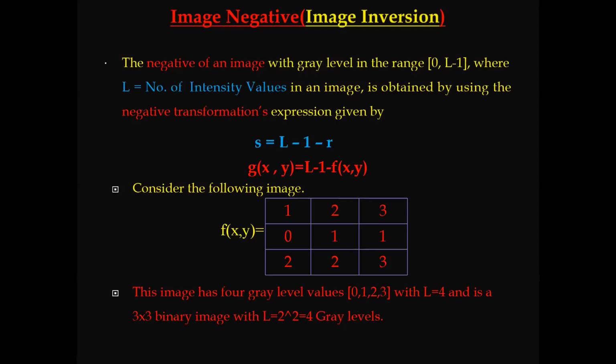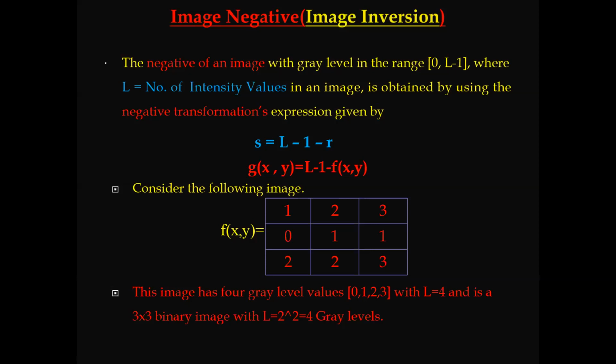For example, let us consider this image f of x comma y. First row will be 1, 2, 3, second row 0, 1, 1, and third row 2, 2, 3. If you observe this image f of x comma y, why am I saying this is an image? We know that an image can be represented as a matrix. So this is one such matrix. We know a matrix consists of rows and columns. 3 rows are there and 3 columns are there. And the intensity values are present at the pixels. Every pixel will have some intensity value, and these are the intensity values.